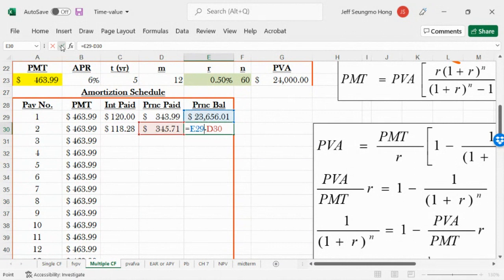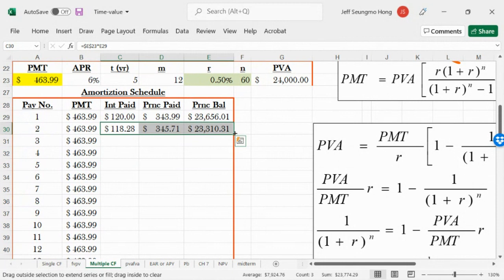Now it's really a walk through the park. You're home free. All you need to do is highlight those three cells and just drag it down all the way.